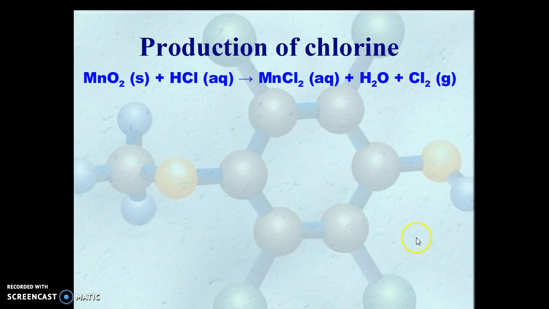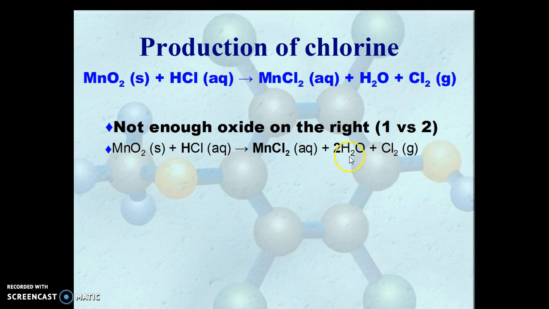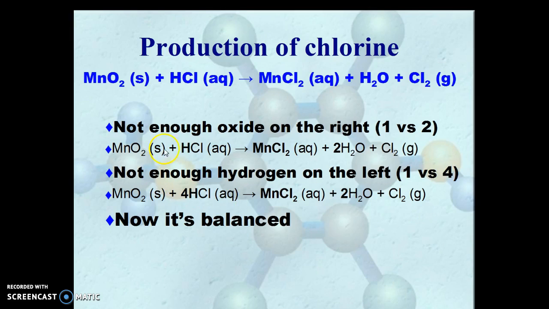We can also have this reaction which produces chlorine gas. I think it's fairly easy to see it's an oxidation reduction. There's not enough oxide on the right here, 1 versus 2, and so we double the waters. Now there's not enough hydrogen on the left, 1 versus 4 over here, so we quadruple the moles of hydrogen chloride or hydrochloric acid. And now it's balanced.